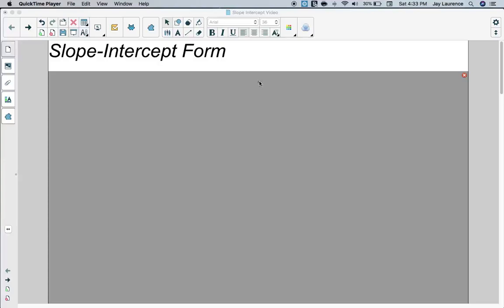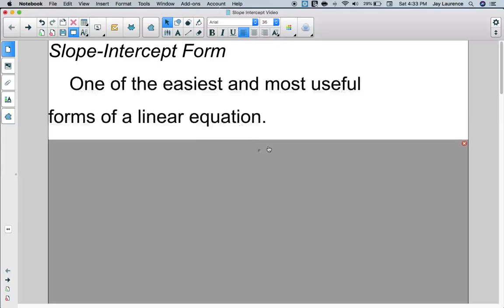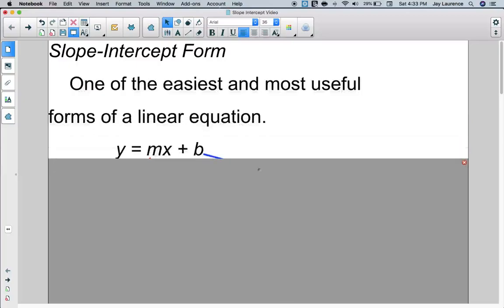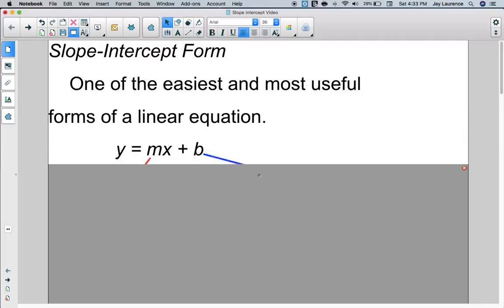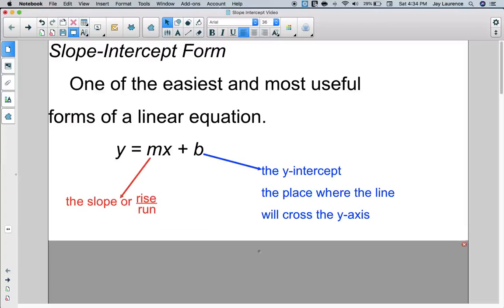Okay, so slope-intercept form. Slope-intercept form is one of the easiest and most useful forms of a linear equation. You should know it by heart, okay? It's y equals mx plus b. Now, I've got little guide arrows here. See if you know what the m and the b stand for. Of course, x is your independent variable and y is your dependent variable. But if you didn't know, then get it down. B is the y-intercept, the place where the line will cross the y-axis. And m is the slope, or if you prefer, rise over run.